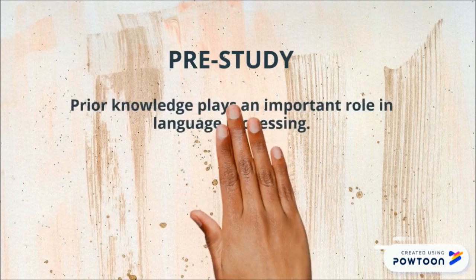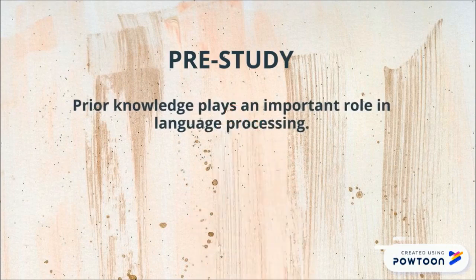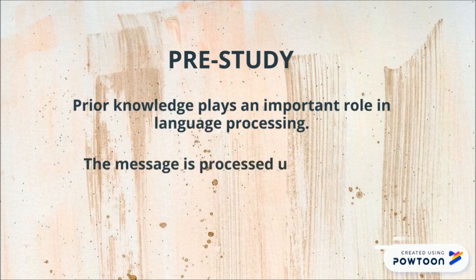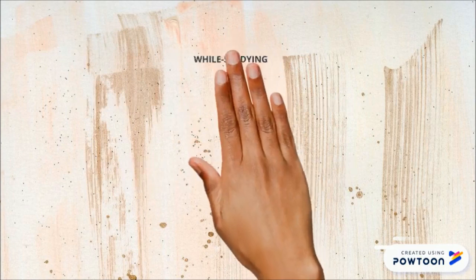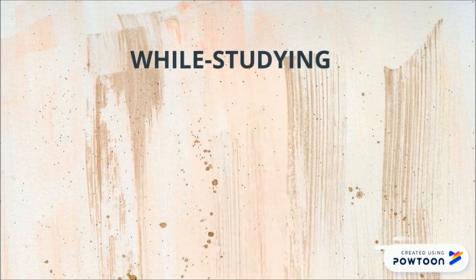In this stage, prior knowledge plays an important role in language processing. This is because when the students read or listen to the song, the message is processed using both bottom-up and top-down processes. Now, let's move on to the next stage, while studying.